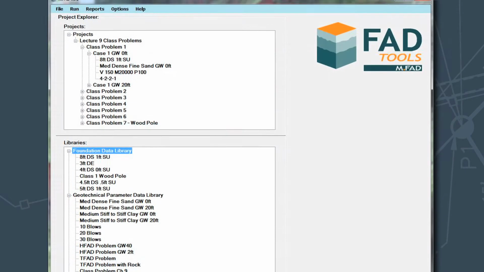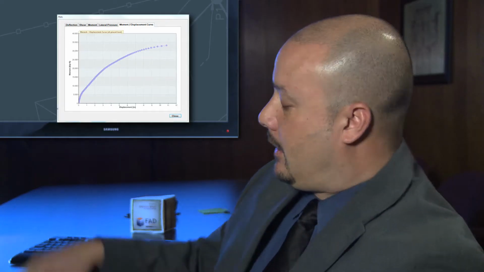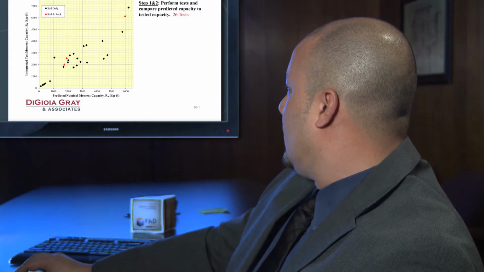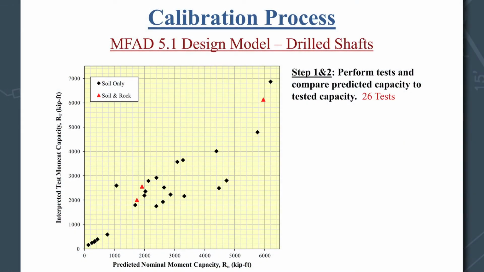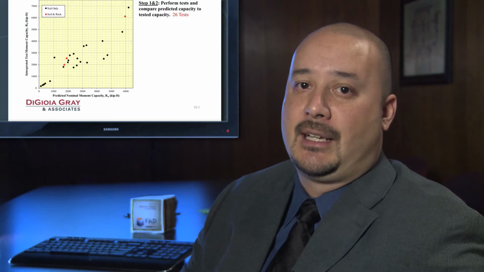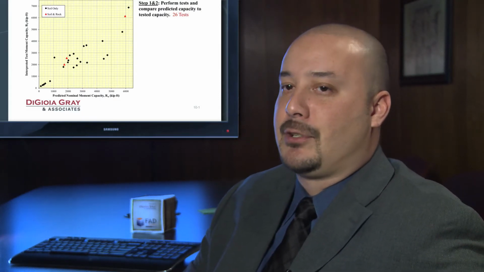The way in which those load tests were used is through a calibration process. The way in which calibration works is that you take actual results from full-scale load tests and you put that on a graph and you plot the actual capacities from the full-scale load tests versus the capacity that you predict using the model, whether it's FAD, HFAD, or TFAD. And you get a bunch of points on a graph and they're scattered.